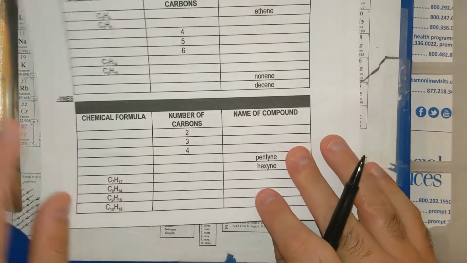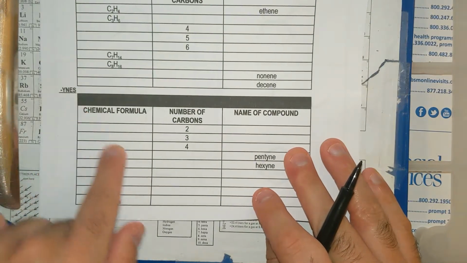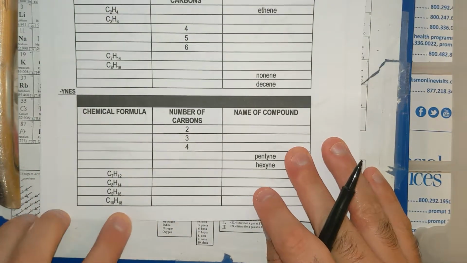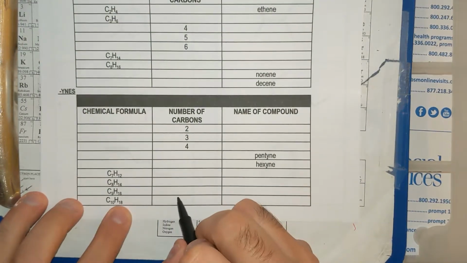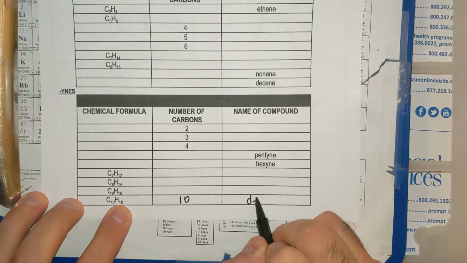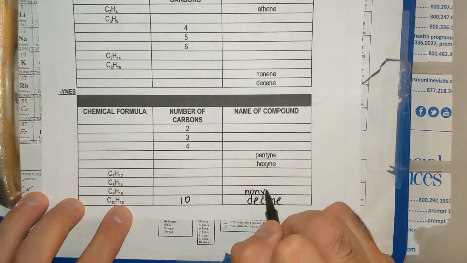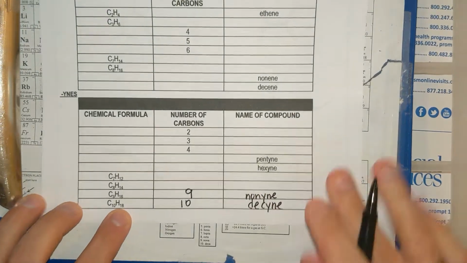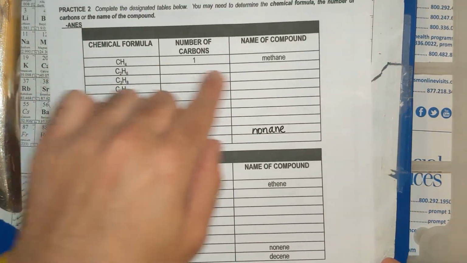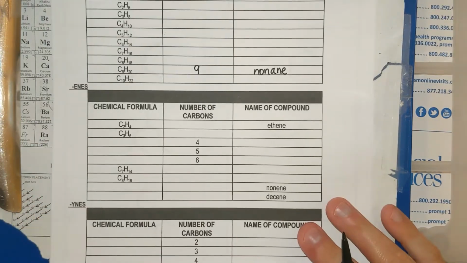If I'm going to jump to ynes down here, these are my ynes, right? C10H18, there are 10 carbons. That would be called decyne. Nonyne would be the one with 9 carbons, right? And so if you look at these tables, this is for my anes, my enes, and for my ynes.